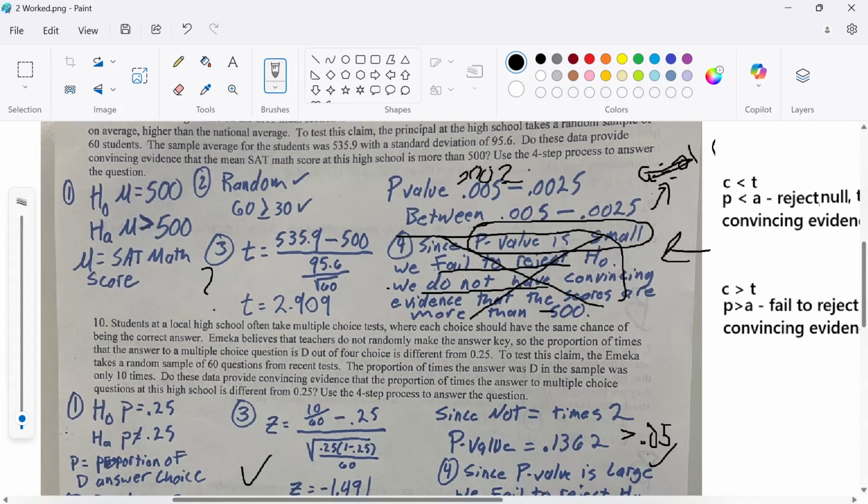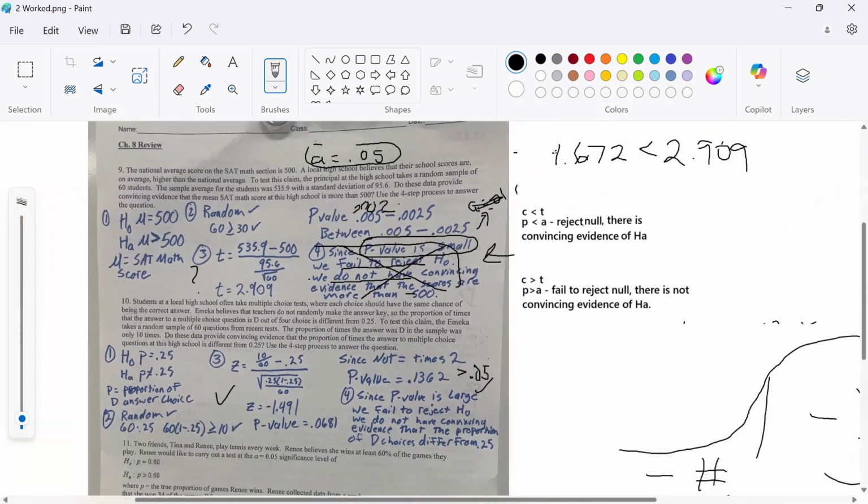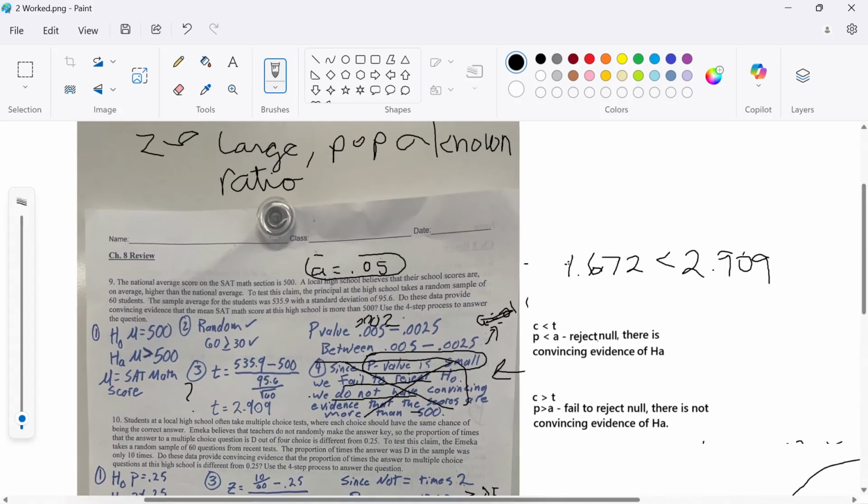Here in this question, I've got a number, 500. I don't know the population standard deviation, so using the t-table, I calculate the t-score. This video is not about that. I got 2.909. I can either look at a t-table and find a critical value, or I can compare it to a p-value. I'll show you how to do the p-value in a second.